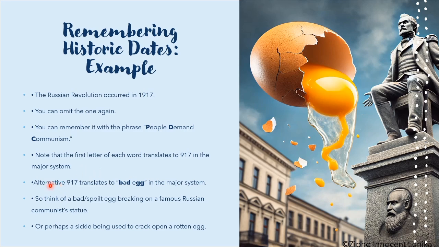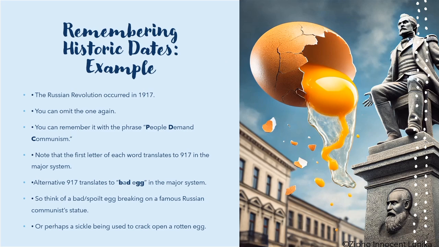My alternative to 917 includes bad egg in the major system. So we can use some of the memory devices that we spoke about earlier. So you may think of a bad spoiled egg breaking into a famous Russian communist statue, or perhaps a sickle being used to break open a round egg, right? The sickle is one of the symbols of the imagery of communism, for example. So that's just another way of memorizing historic dates.